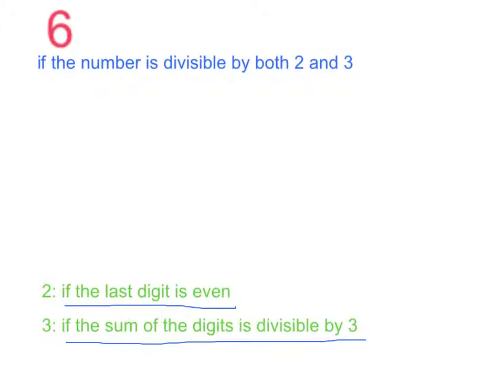Let's do another example. Let's try 126. Our rule is if the number is divisible by both 2 and 3. So first let's check for 2. The rule for 2 is if the last digit is even. Let's look at our last digit. Our last digit is 6. So is 6 even? Yes. So 126 is divisible by 2. Our next step is to make sure it's divisible by 3 also.